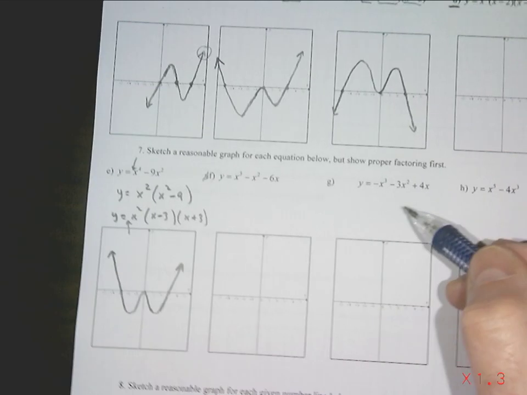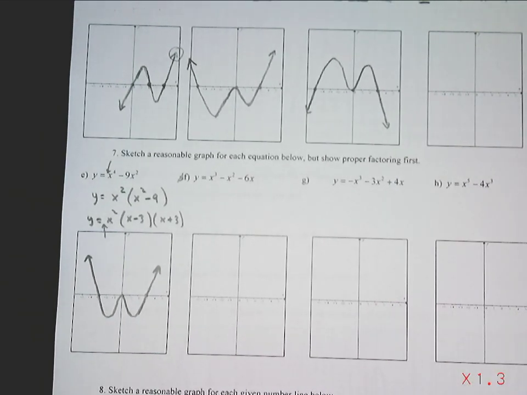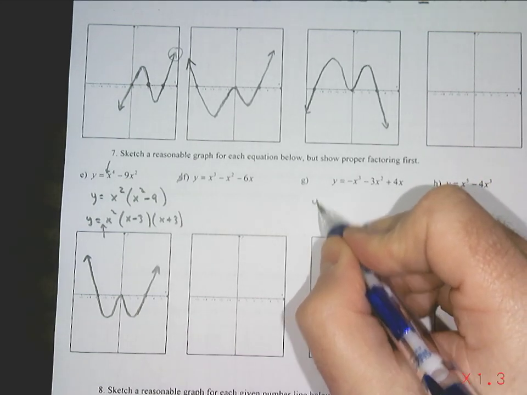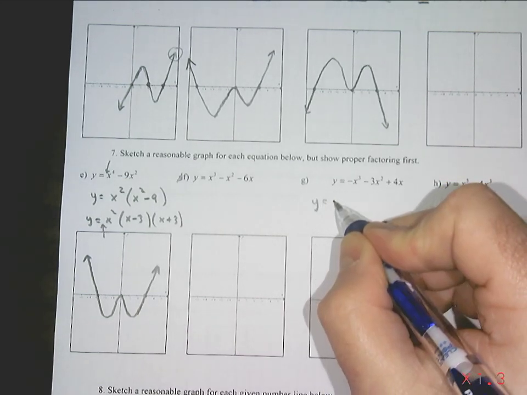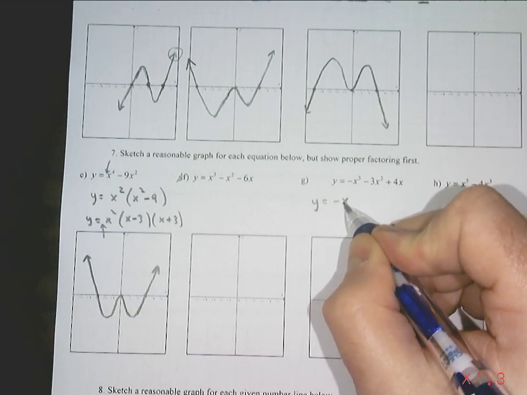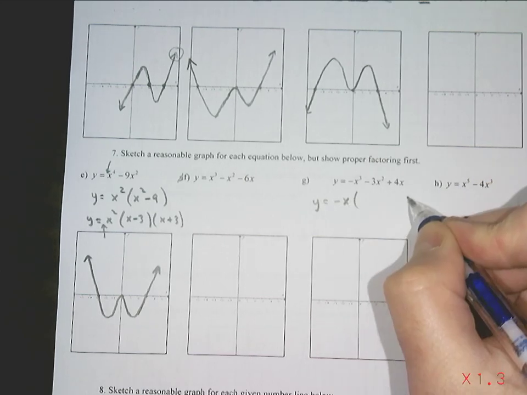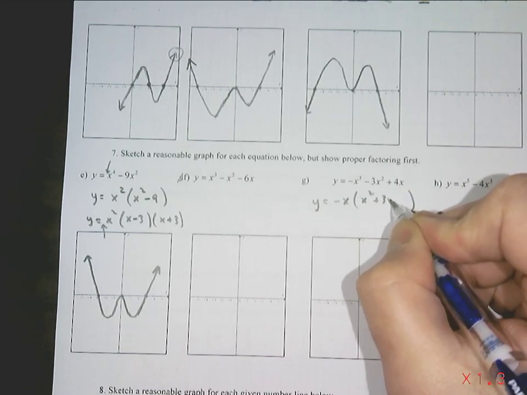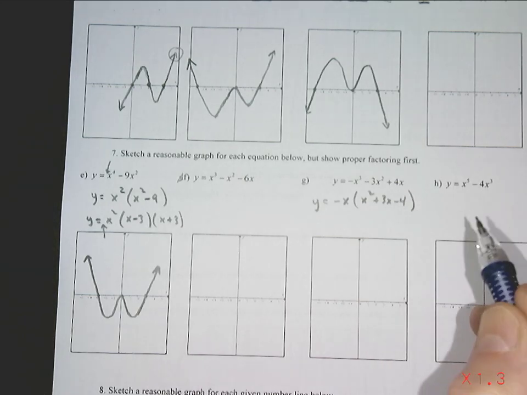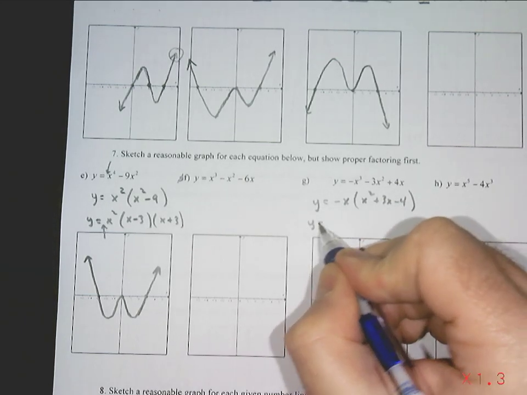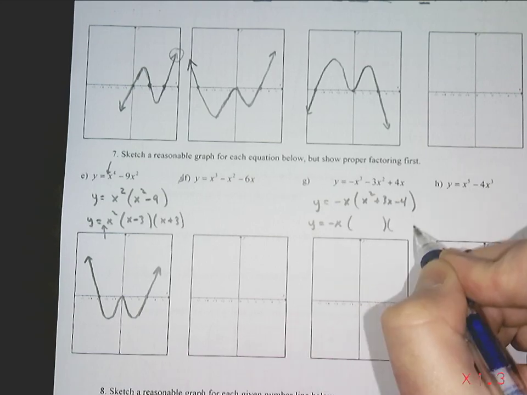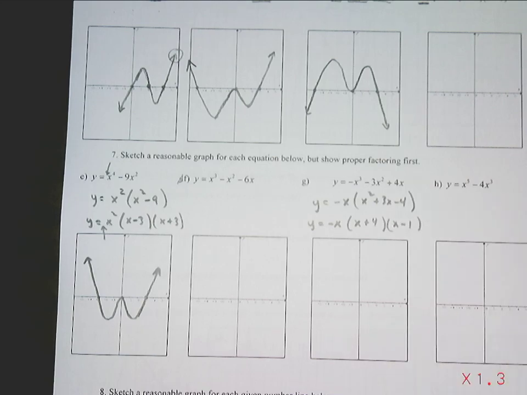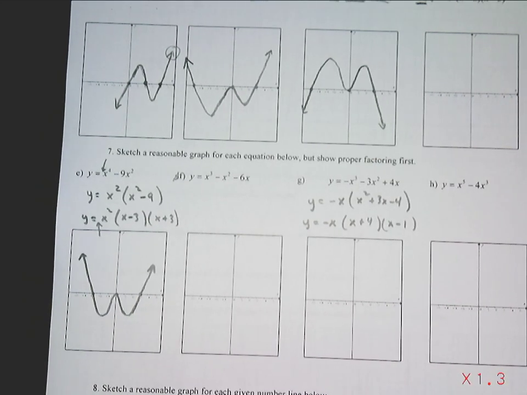Let's take a look at G. G says we need to factor first, and hopefully you factor out a negative sign and an x, and that way you don't have to factor with a negative. And if I pull out a negative x from each of those, the signs change, and then I can factor that again. And now we're ready to graph.